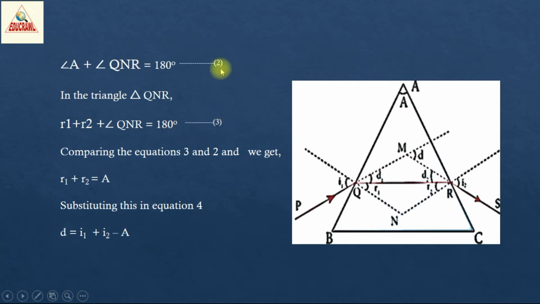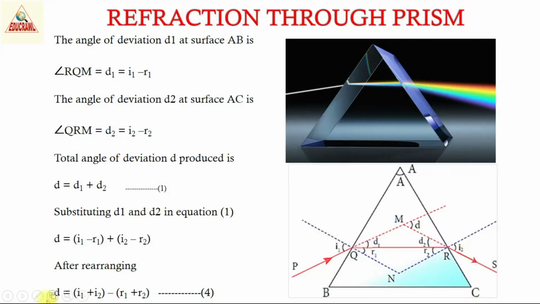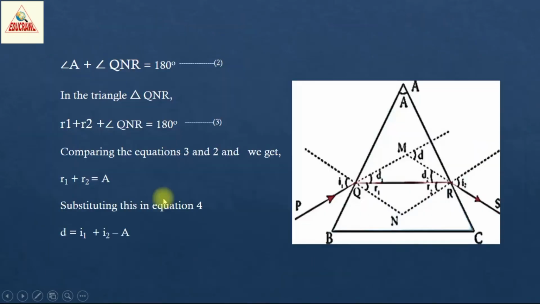Now compare equations 2 and 3. 180 is common, angle QNR is common. So the third one, that is A, should be equal to R1 plus R2. We write the equation as R1 plus R2 is equal to A. Now we are going to substitute this in equation 4. The fourth equation for your reference is D is equal to I1 plus I2 minus (R1 plus R2). For this R1 plus R2, I am going to substitute A.